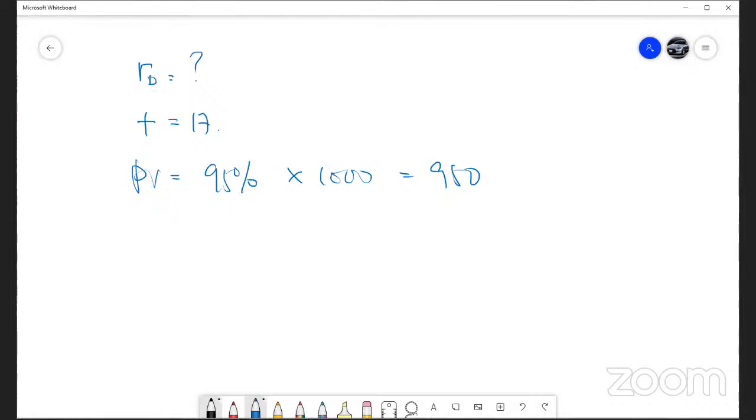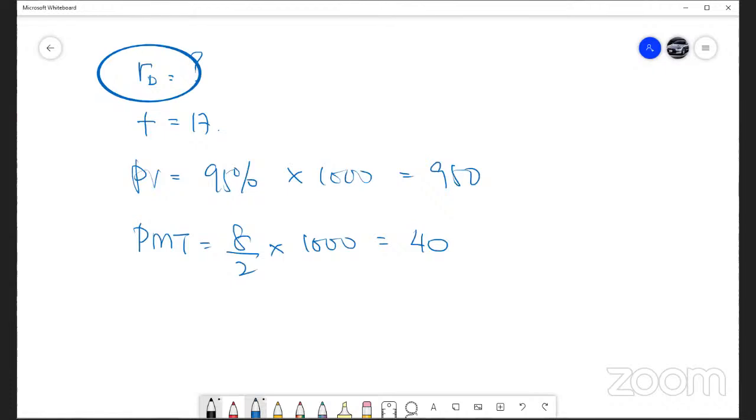The issue makes semi-annual payments and has a coupon rate of 8% annually. So semi-annual coupon payment is 8% divided by 2 multiplied by 1000. So it's 4% of 1000, which is $40 for the payment. What is the pre-tax cost of debt? If the tax rate is 35%, what is the after-tax cost? So you want to find the before-tax and after-tax cost of debt. You need to find the RD and the RD after tax. These are the two things that you need to find.